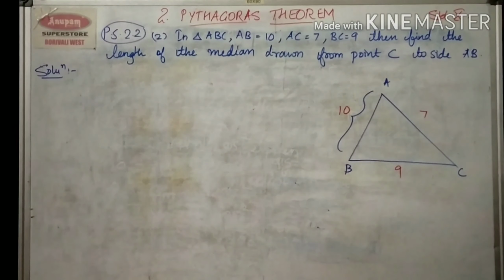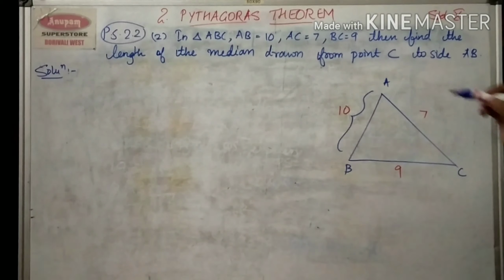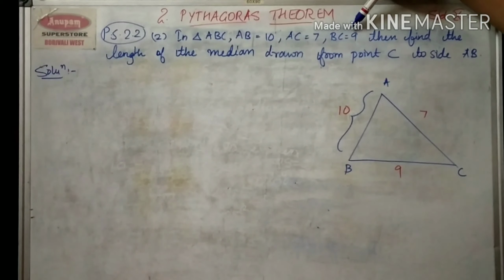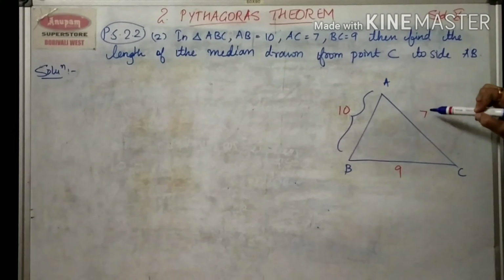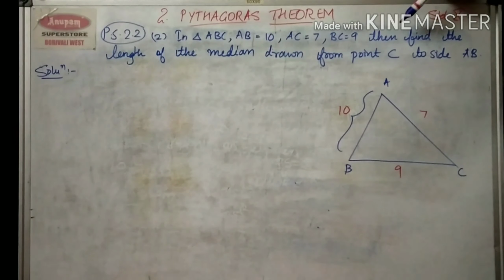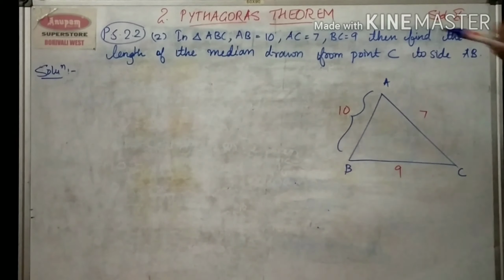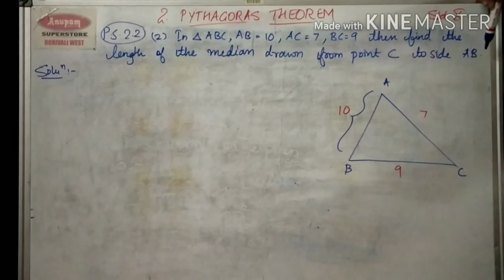The next question says that in triangle ABC, AB is equal to 10, AC is equal to 7 and BC is equal to 9. So I have drawn those lengths respectively. Then find the length of the median. So there is going to be a median here from point C to the side AB.